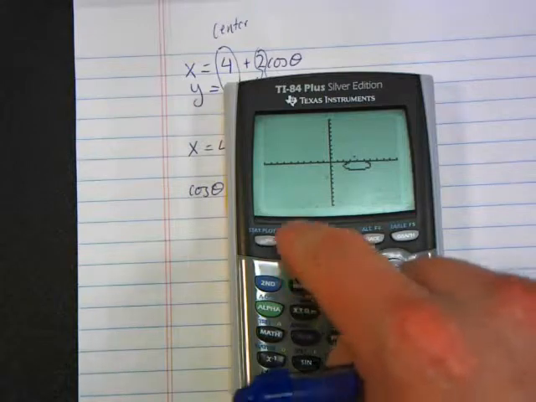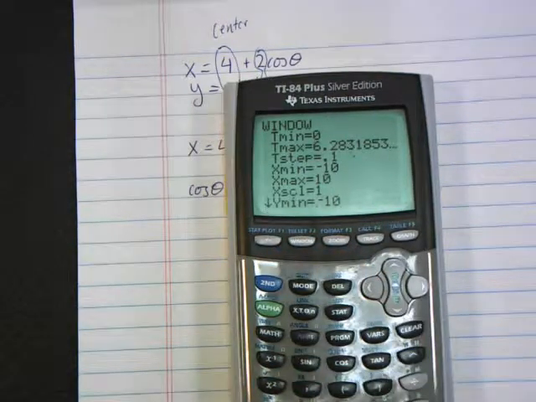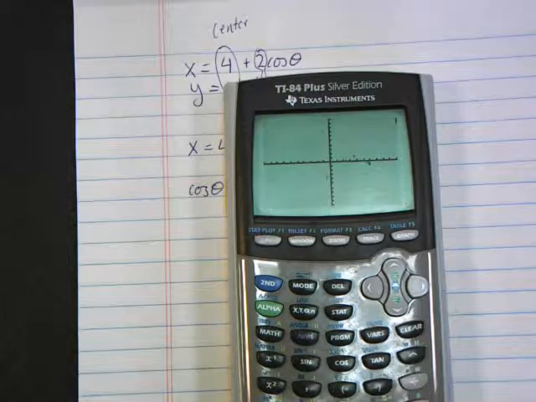What if I had just gone from 0 to pi? Then what would happen? Okay. That would happen. You'd only get half of an ellipse.